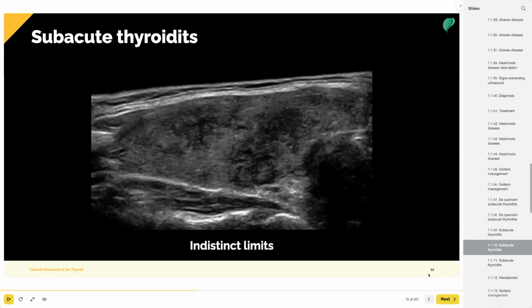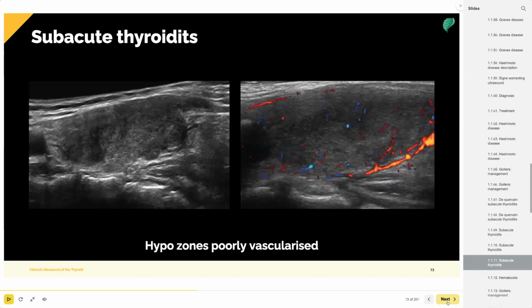This is another image of subacute thyroiditis. Okay, and also here we see the same findings, hypoechoic and not very hypervascular.